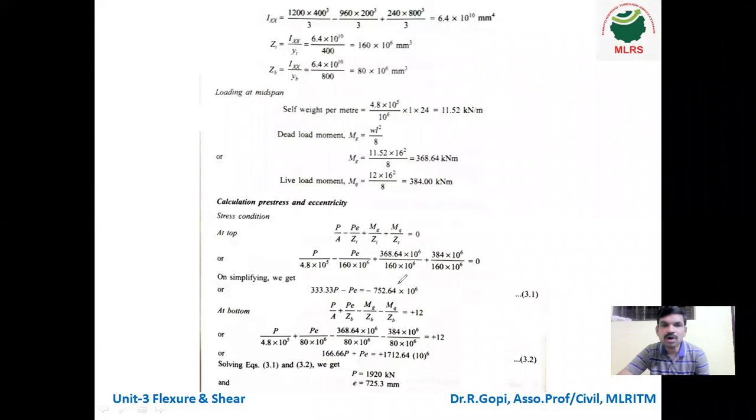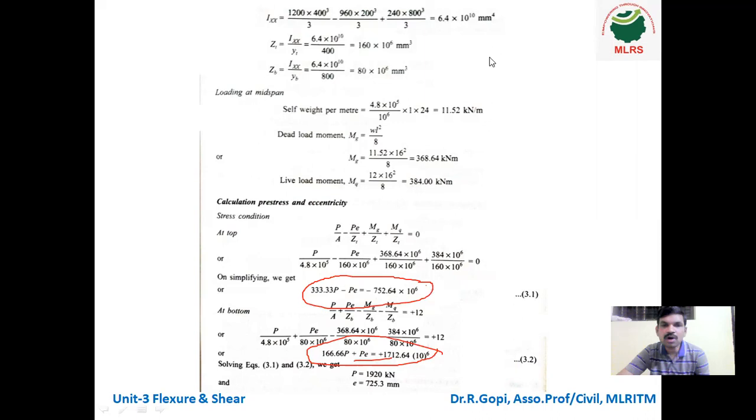So for this, we have to find it. At top it is 0, so we equate to 0, and at the bottom we equate to 12. Under this condition, one more equation will come in terms of P and E. Solving this equation and that equation, in these two equations P and E are the unknown values. You can solve using a calculator or manually. You can get the P value first. After that, substitute the P value in any one of the equations, and you can easily get the E value.